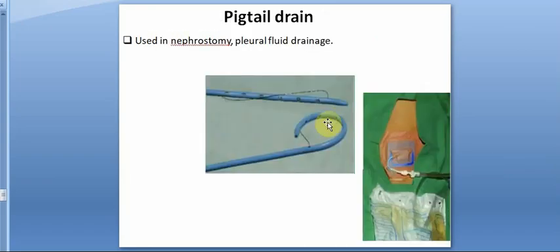The next example is the pigtail drain. Commonly it is used to drain pleural fluid, and sometimes it is also used for nephrostomy, especially in kidney conditions.